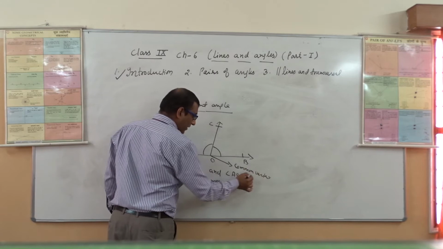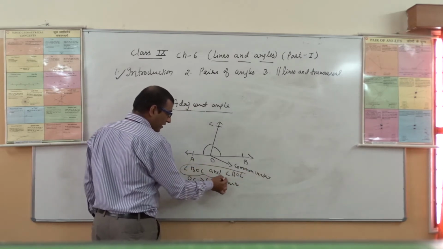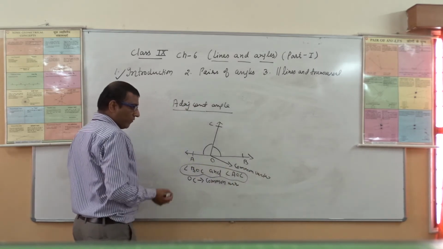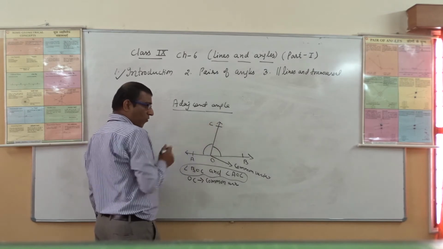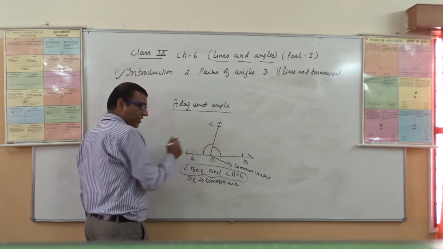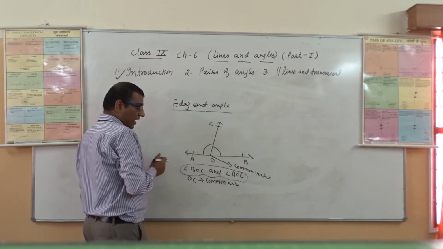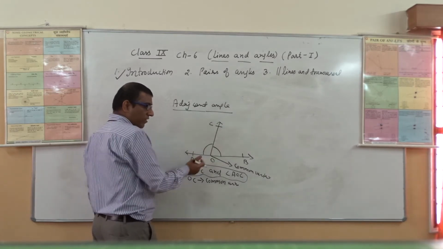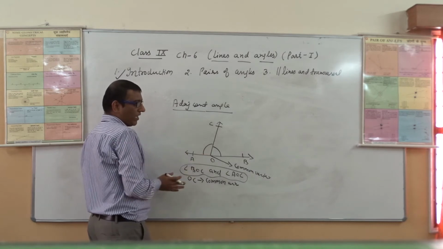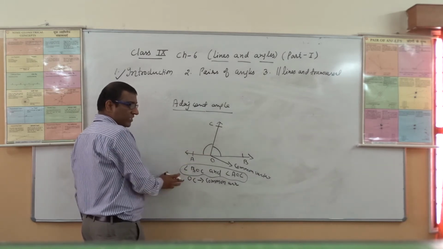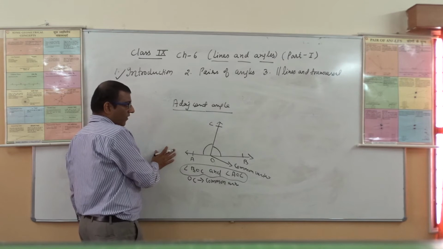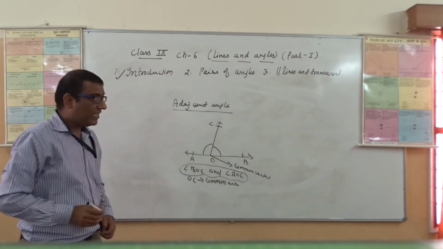So we can say these two angles are adjacent angles because OC is the common arm for both the angles, O is the common vertex for both the angles, and OA and OB both are non-common arms. If these conditions are satisfied, that type of angle is known as adjacent angles.